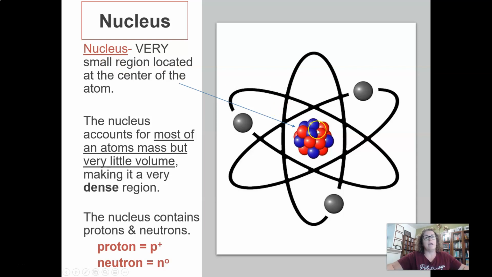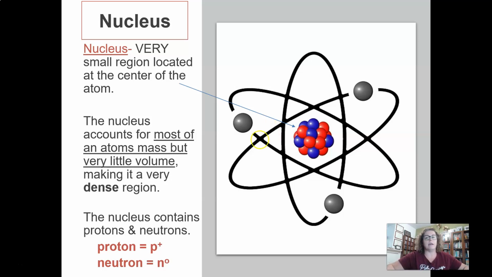Okay, so let's dive a little bit deeper into each part. The nucleus is a very tiny region, and this picture, as cute as it is, is definitely not to scale. The nucleus is definitely not that big compared to the whole structure of the atom. It's very tiny, and at the end we're going to talk about how tiny it is. The nucleus accounts for most of the atom's mass. These protons and neutrons have a lot of mass compared to the electron, and they have the majority of the mass of the whole atom, but it's a very little amount of volume.